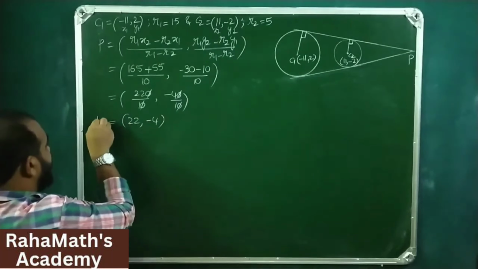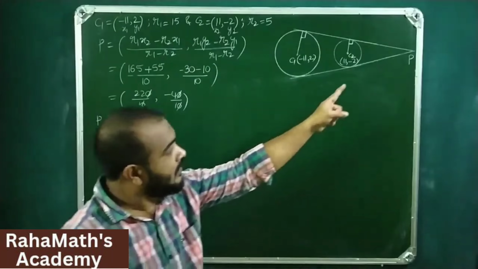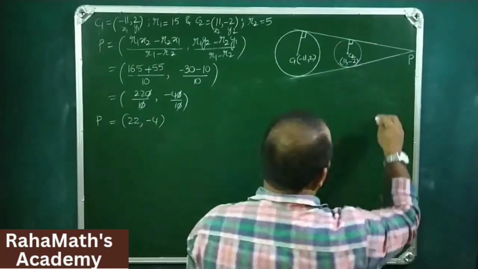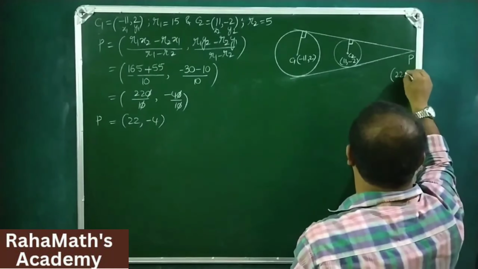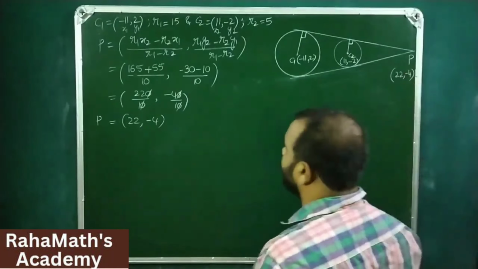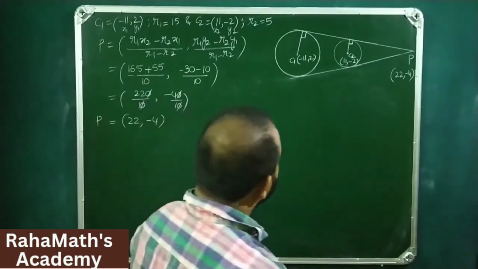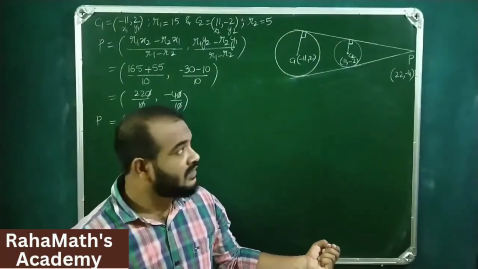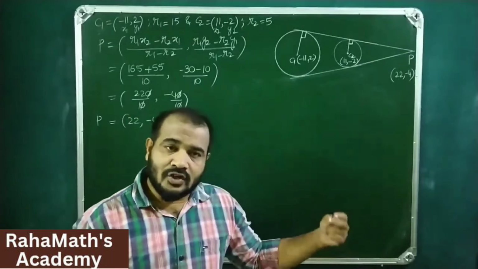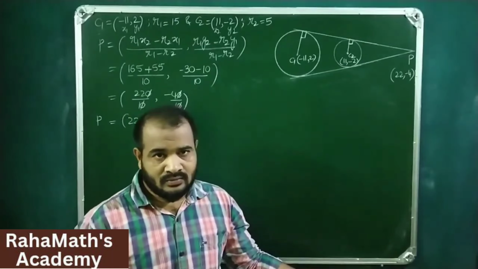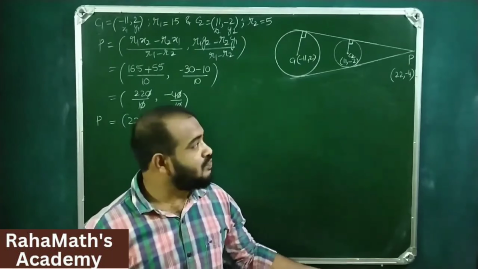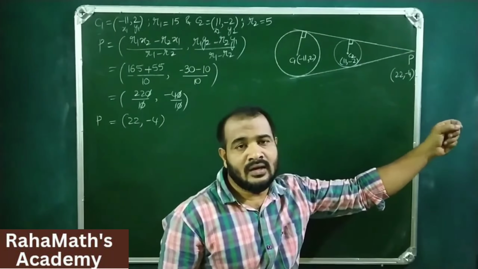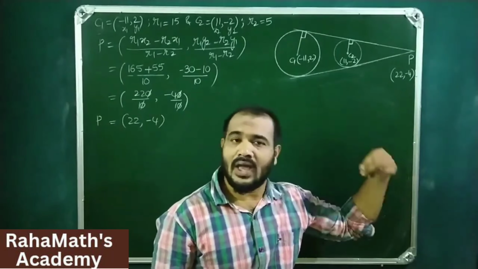What is this? This is the value of P. What is this P? P is the point of intersection of the two direct common tangents. So how much do we get? 22, comma, minus 4. Now, since we are required to find the direct common tangents, after all a common tangent is a line only. The common tangents, in the plural sense, means two lines we are going to get. Let the line slope be m.